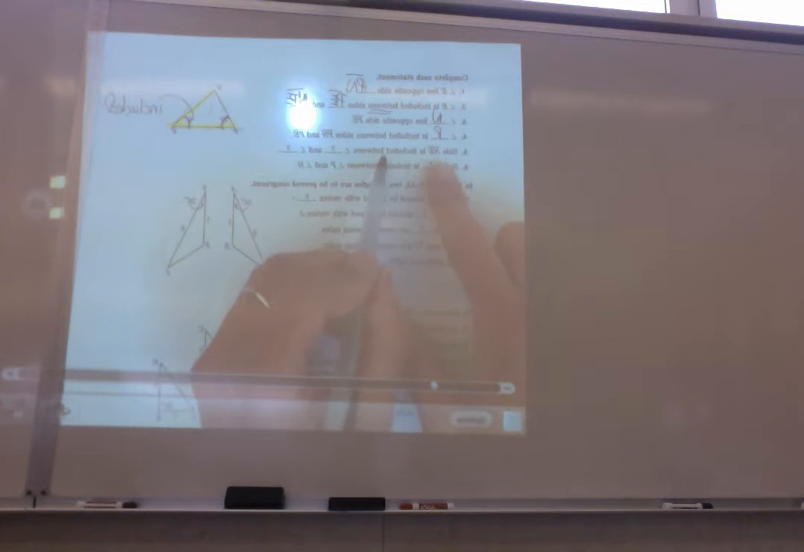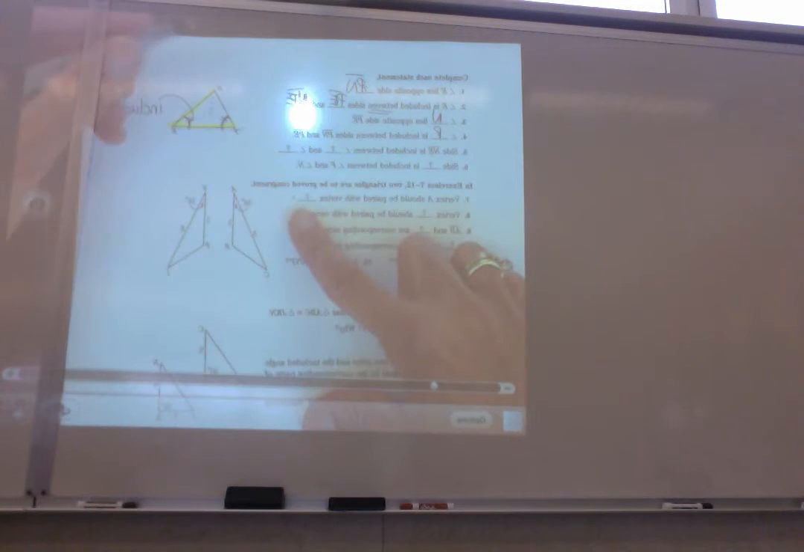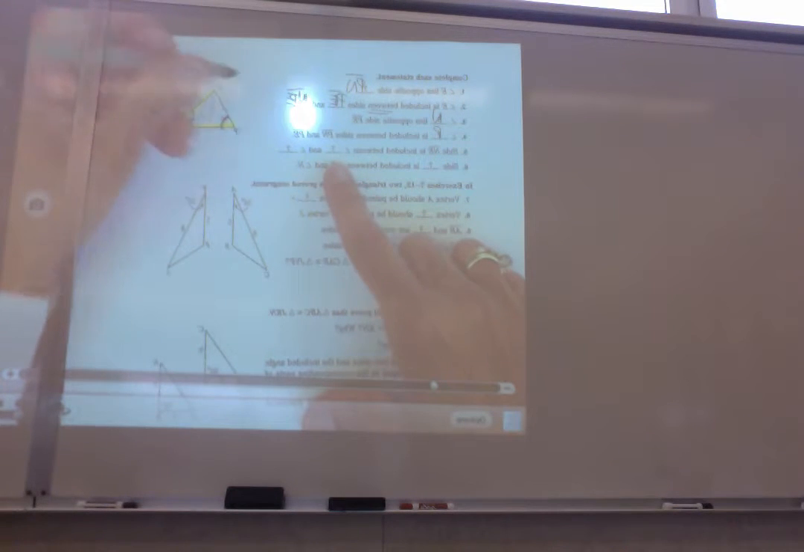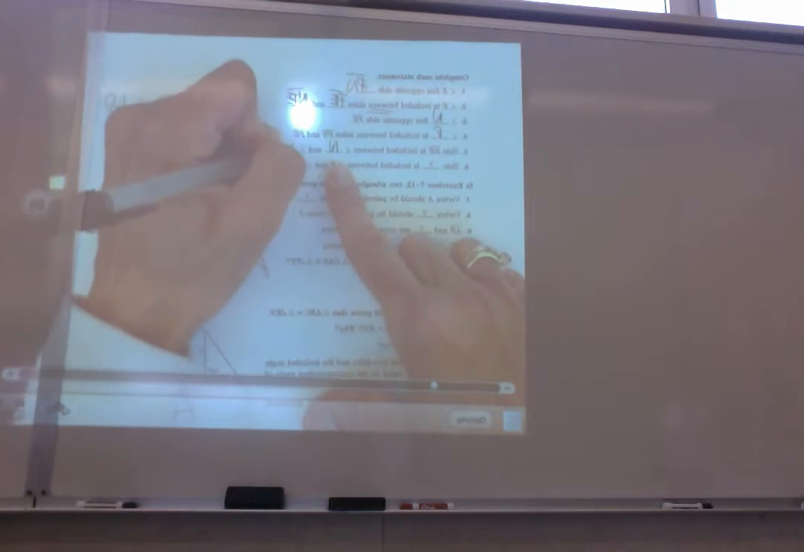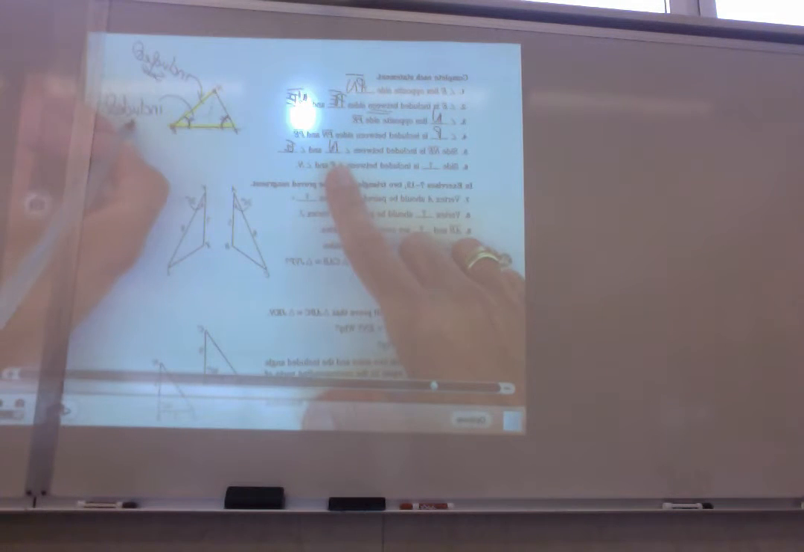Side NE is included between two angles. Let's find NE. Here's NE. What two angles is this side between? N and E. At this side I have N, and at this side I have E. This is included side. That means between. Included is a fancy name for between. This is an included angle.